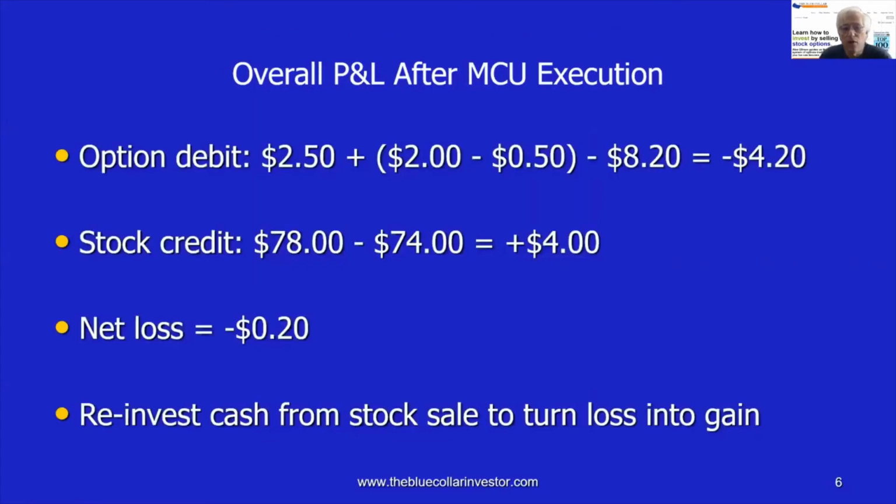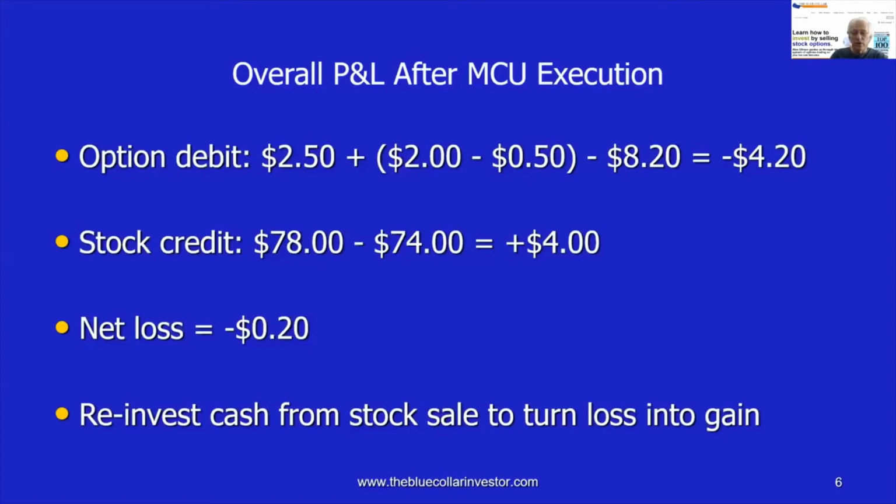Now let's look at our overall profit and loss after executing the mid-contract unwind exit strategy. Where do we stand before we enter that next trade? Well, on the option side, if you recall, we generated $2.50. We bought that back for 50 cents and resold the lowest strike for $2. Then we spent $8.20 to close that $70 call. Net, we have a loss on the option side of $4.20.